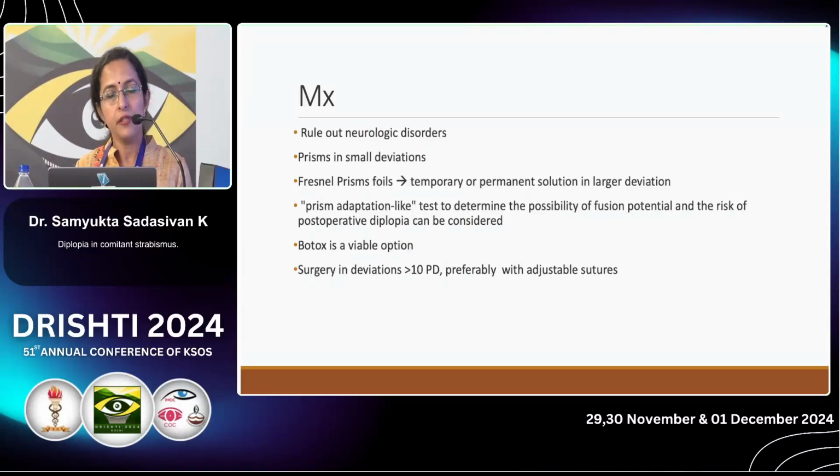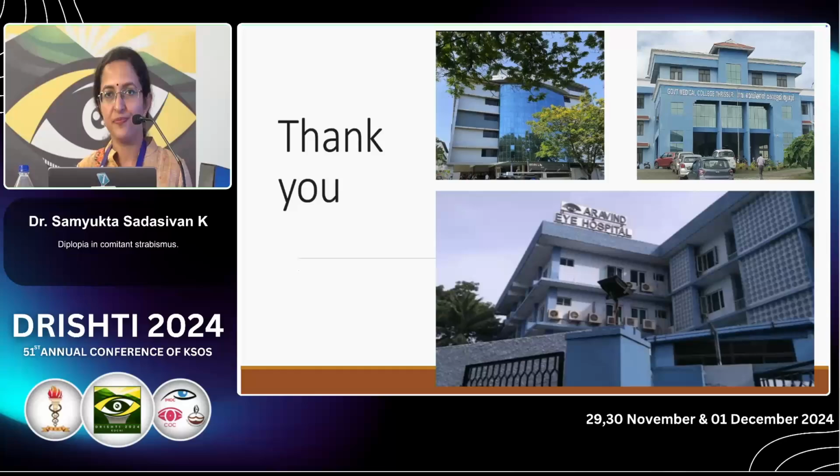So management, first and foremost, after the essential routine investigations, you have to rule out neurologic disorders. Prisms can be tried in small deviations. Fresnel prism foils can serve as a temporary or a permanent solution in larger deviations. And Botox again can be tried. Finally, resort to surgery if the deviations are more than 10 prism diopters, preferably with adjustable sutures.